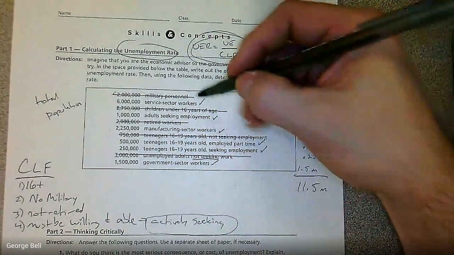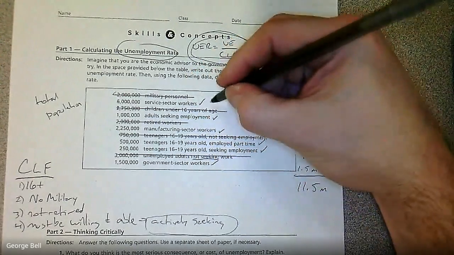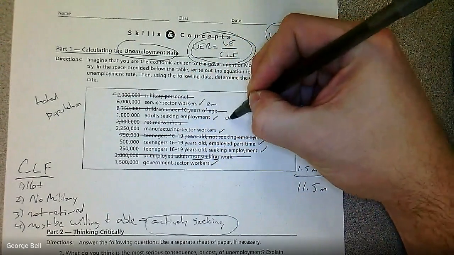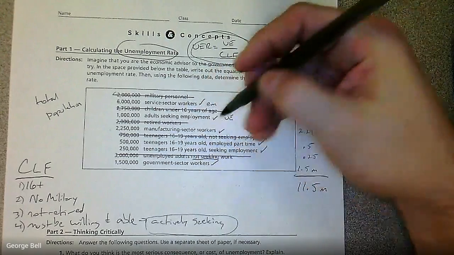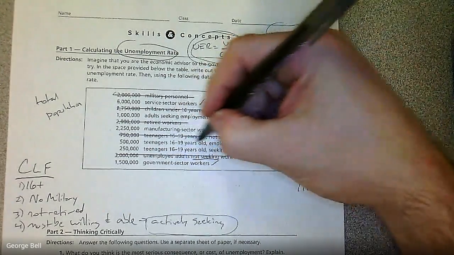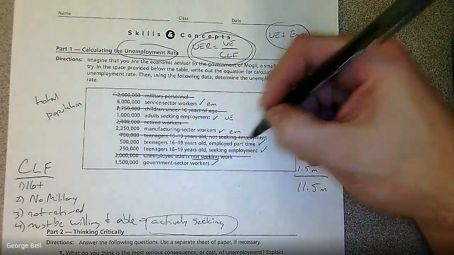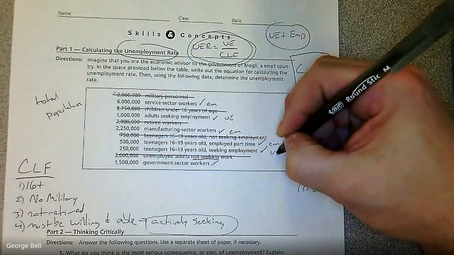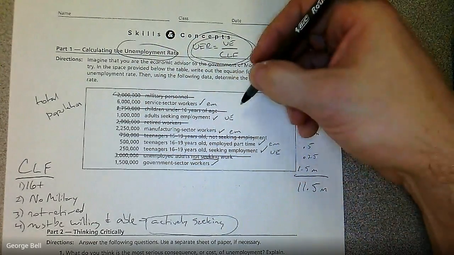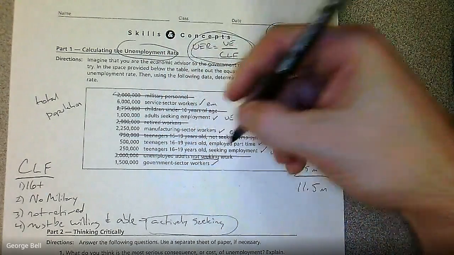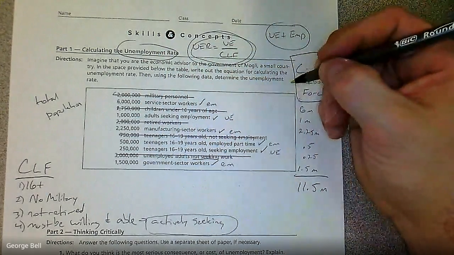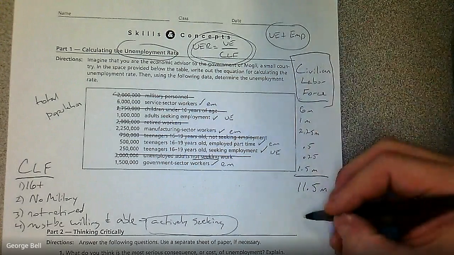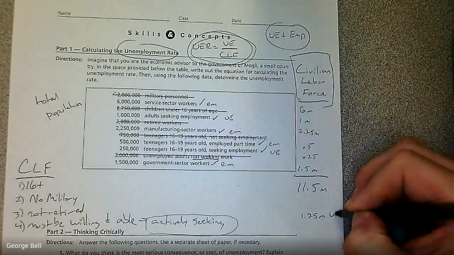So from the group, we have 6 million service sector workers, they are employed. Then we have adults seeking, they are unemployed. Manufacturing sector workers are employed. The 500,000 teenagers are employed. The 250,000 are seeking, so they're unemployed. And then finally, we have 1.5 million government sector workers. They are also employed. So looking at our unemployed, we have 1.25 million unemployed.